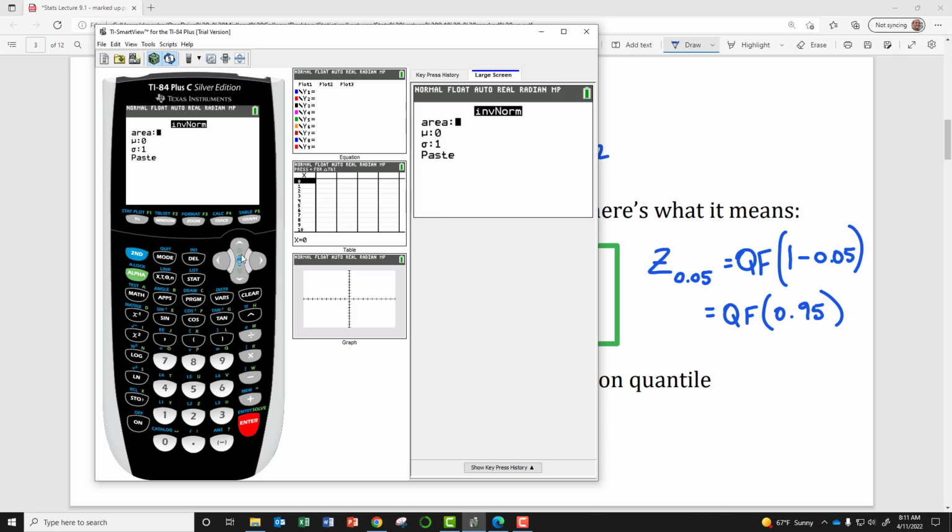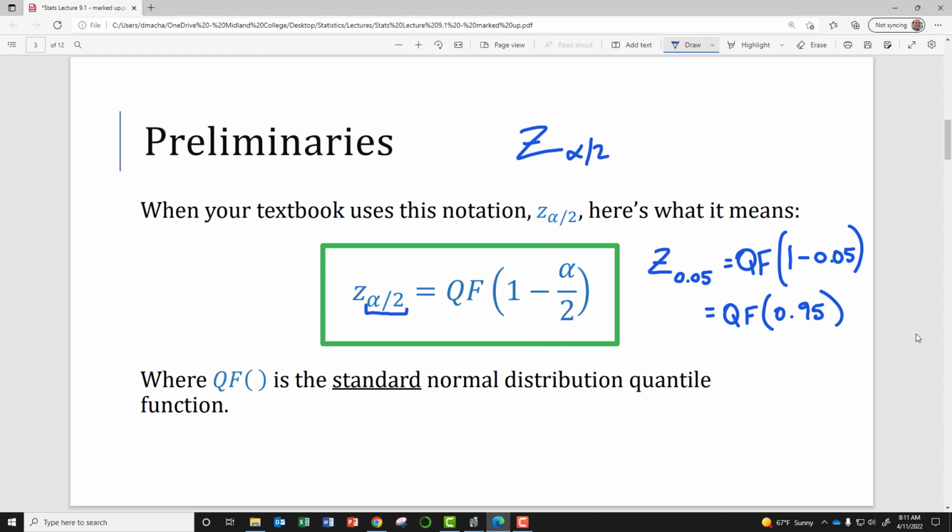So we select INV norm. Here where it says area, that's where we put in the 0.95. And then you, of course, have to supply the mean and the standard deviation of your normal distribution for which we're doing the quantile function for. So, if you have a mean of 0 and a standard deviation of 1, this would be the correct way to load it up. Okay. So if you see this again, and I'm sure you will see this symbol again, make sure you know what it means and how to calculate it in your calculator.